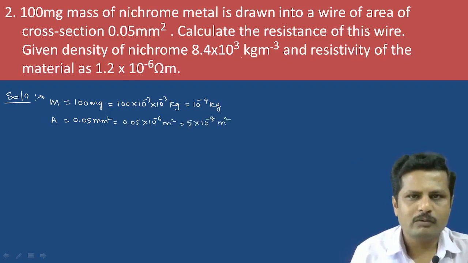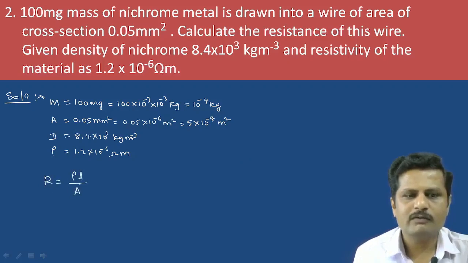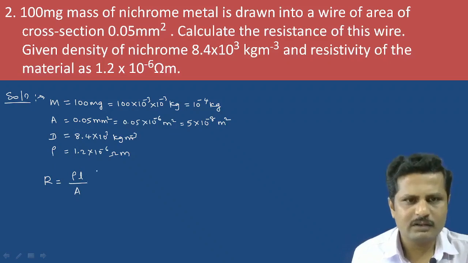One more thing we have here is the density of nichrome, equal to 8.4 into 10 raised to 3 kg per cubic meter, and the resistivity of the material is 1.2 into 10 raised to minus 6 ohm meter. As we all know, the resistance is equal to resistivity into L divided by area. This is the formula for resistance in terms of resistivity, length of the wire and area of cross section.